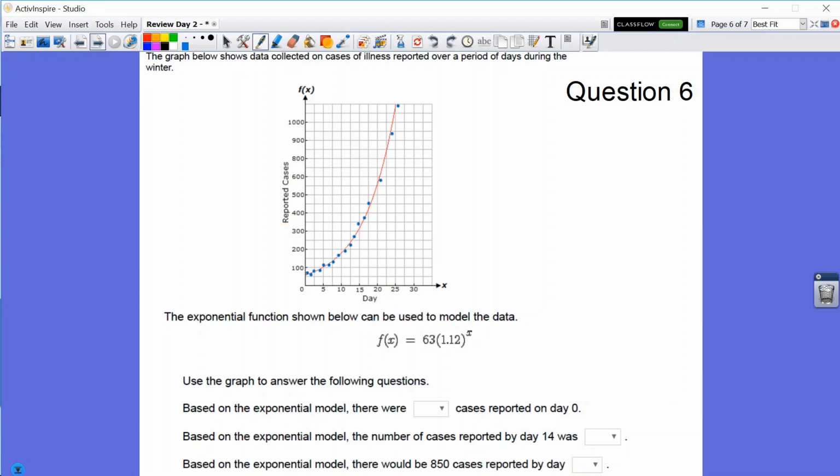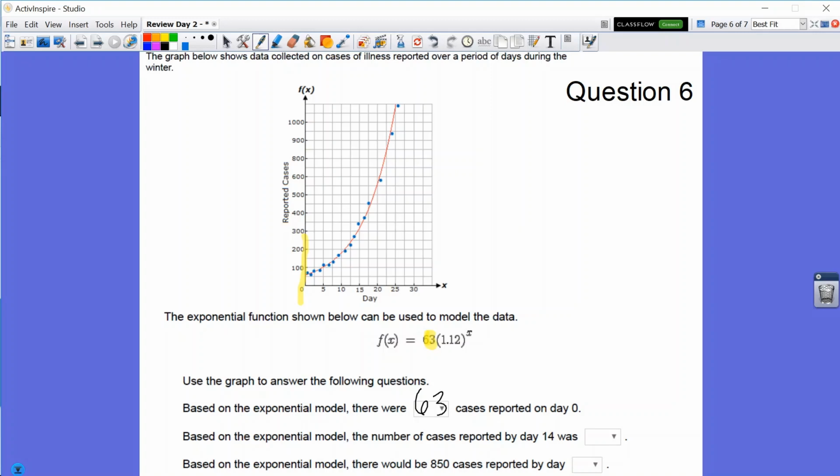All right, last question we want to talk about is question number 6 from your packet. So it says the exponential function shown below can be used to model the data f of x equals 63 times 1.12 to the x power. We're using this question to answer the following 3 questions. So the first one is based on the model, there were blank cases reported on day 0. So if we look at our graph, day 0 is here. If we look at our model, day 0 is here. So we're seeing that at day 0, there are approximately 63 cases reported.